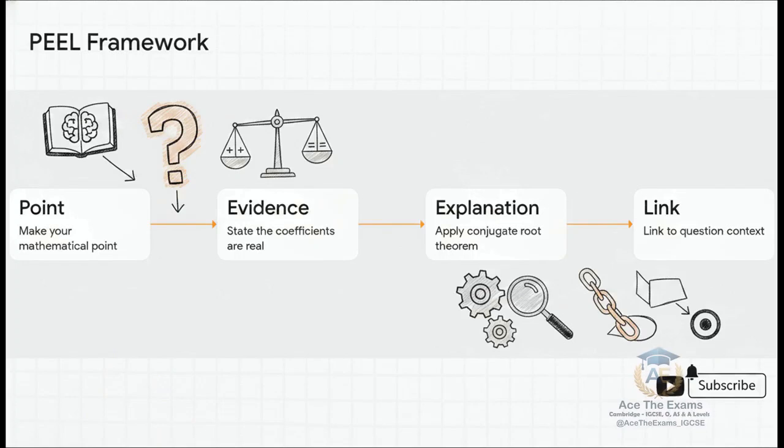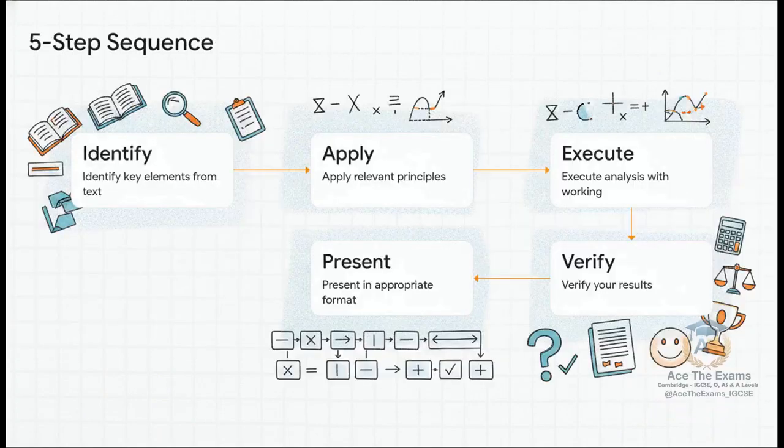Okay, back to it. When you use the Peel framework, you are essentially guaranteeing that your logic is bulletproof and totally examiner ready. Building right on top of that Peel framework, examiners are desperately looking for a standardized sequence to award those precious method marks for your mathematical processing. Step 1. Identify the key elements from the text or the tables provided to you. Step 2. Apply the relevant mathematical principles, exactly like we just discussed with checking for real coefficients. Step 3. Execute your analysis with crystal clear working.